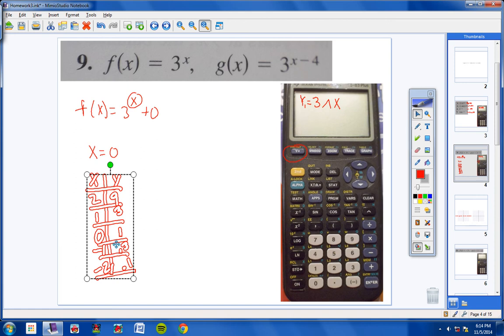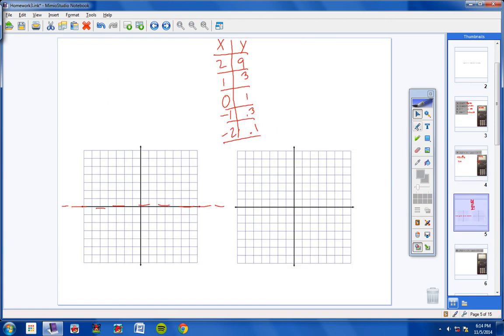And let's go ahead and plot these points. So here we go. We have 2, 9, 4, 5, 6, 7, 8, 9. So 2, 9 is about here. And 1, 3. And then 0, 1. And then negative 1, 1/3. And then negative 2, 1/9. So you can see the form that's taking here.